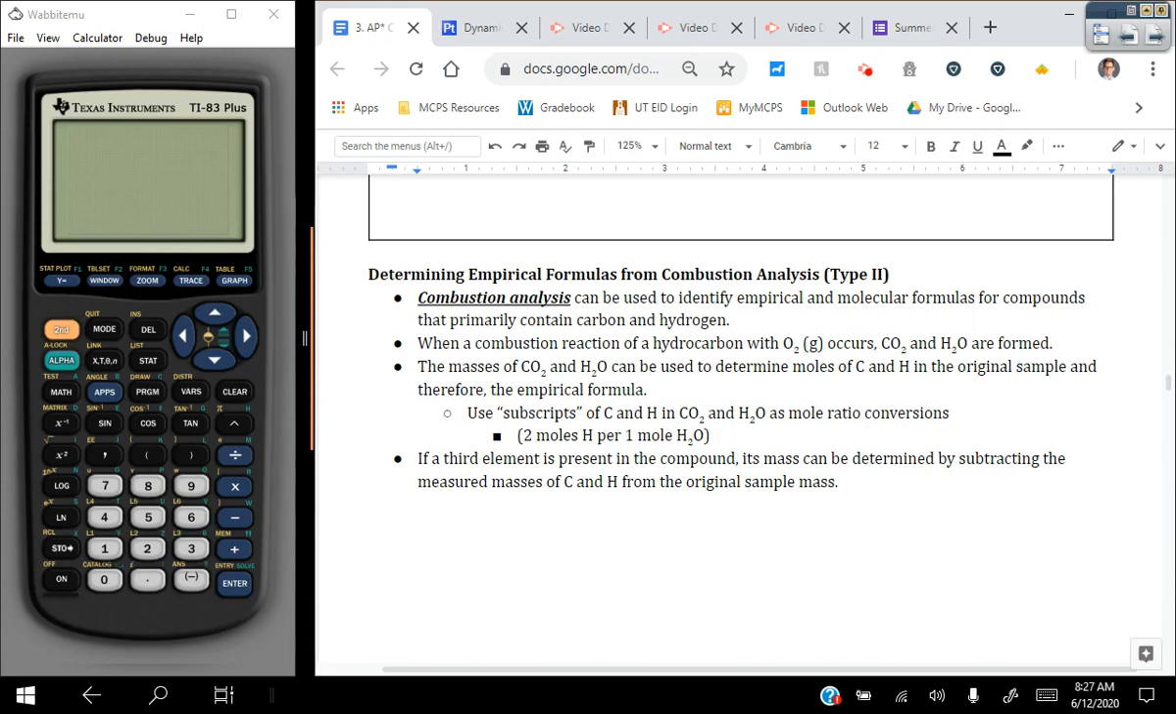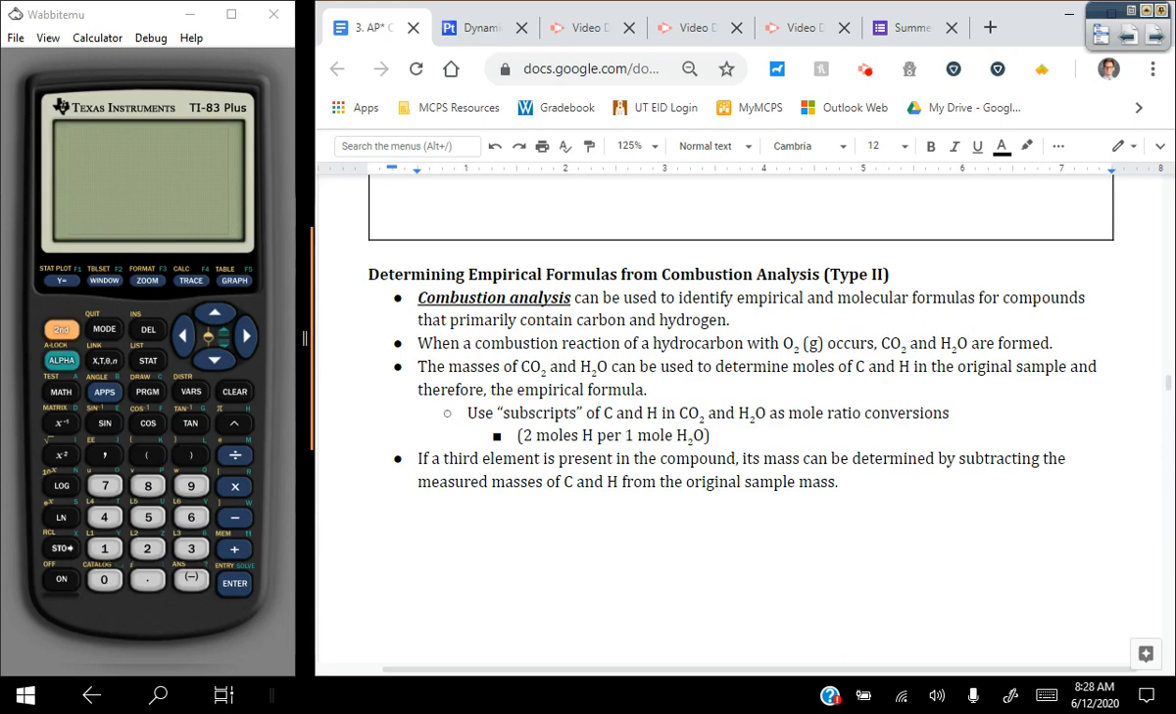So one thing to keep in mind is that there is one carbon atom or 1 mole of carbon for every 1 mole of CO2, and there are also 2 moles of hydrogen for every 1 mole of water. So you need to use your subscripts of carbon and hydrogen in those chemical formulas as mole ratio conversions. If a third element is present in the compound, its mass can be determined by subtracting the measured masses of carbon and hydrogen from the original sample mass.